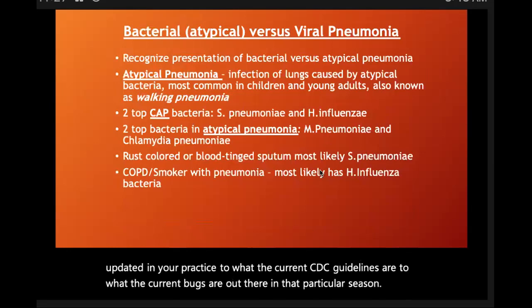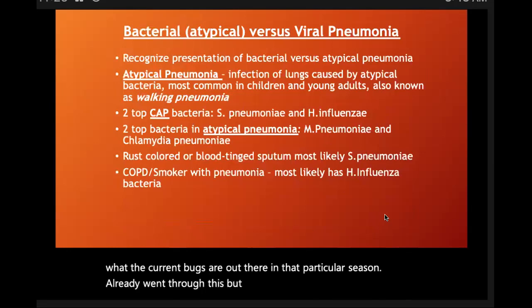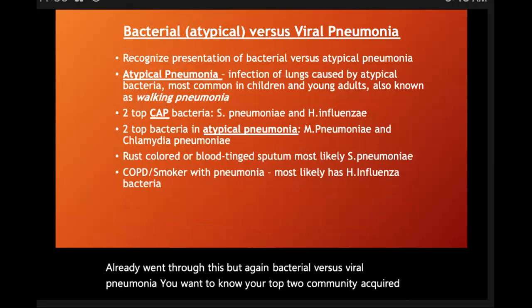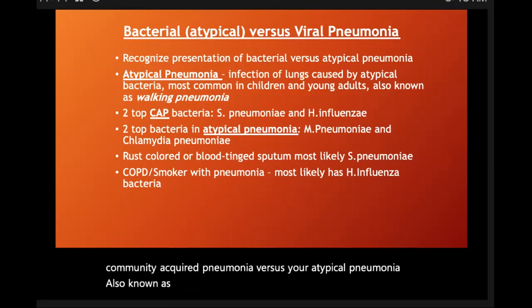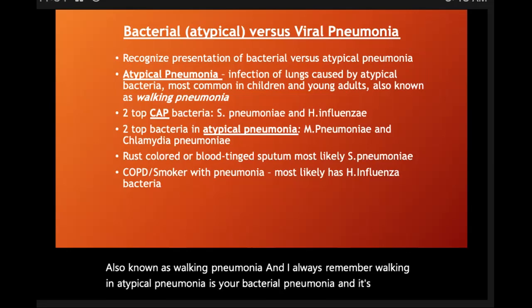I already went through this, but again, bacterial versus viral pneumonia. You want to know your top two community-acquired bacterial pneumonias. So remember, your CAP is your community-acquired pneumonia versus your atypical pneumonia, also known as walking pneumonia. And I always remember walking and atypical pneumonia is your bacterial pneumonia, and it's insidious. Okay, guys?